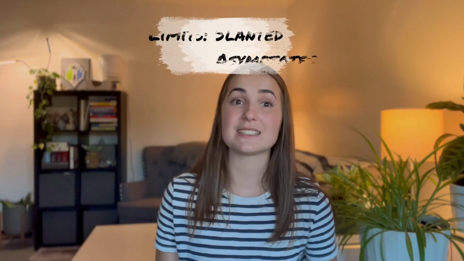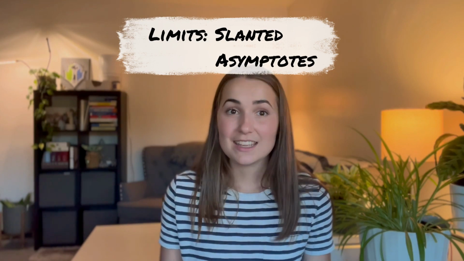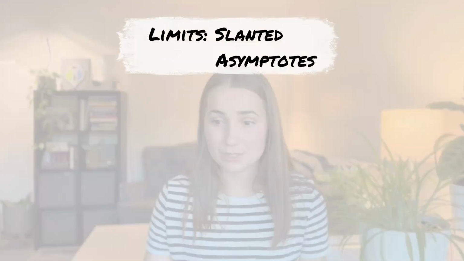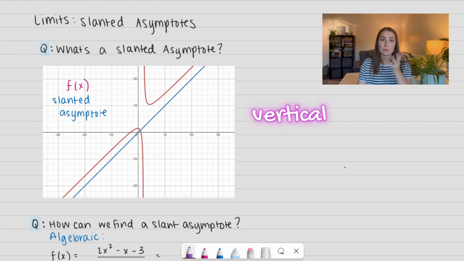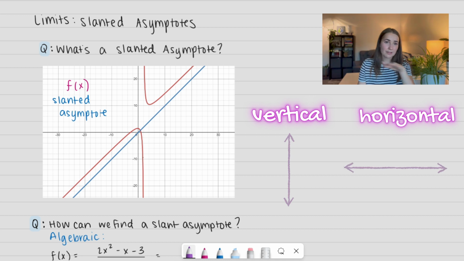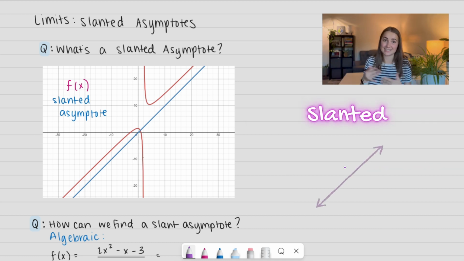Otherwise, we're talking about slanted asymptotes today. So let's just go ahead and dive into it. Question of the day, what is a slanted asymptote? We've worked with vertical, we've worked with horizontal, those were up and down, left and right. Slanted is going to be what it says it is, it's just slanted.